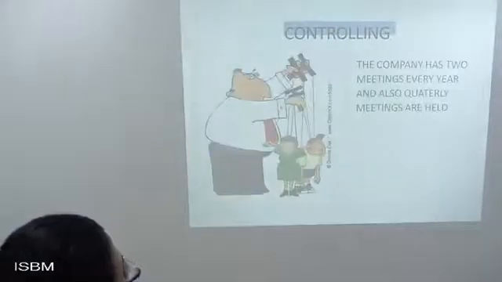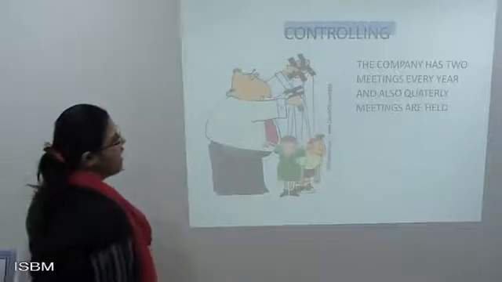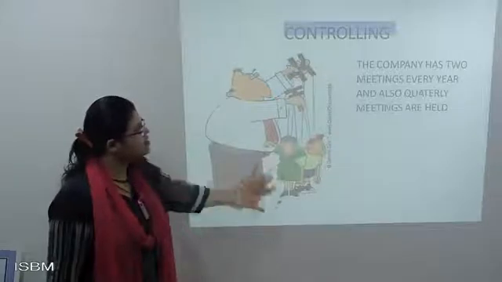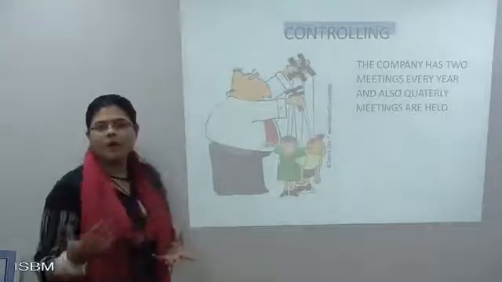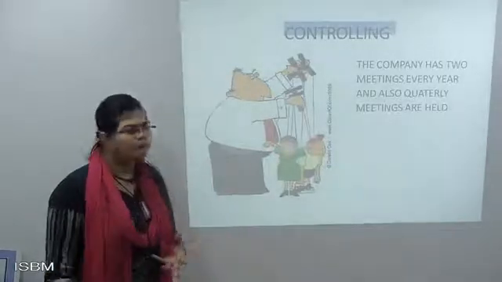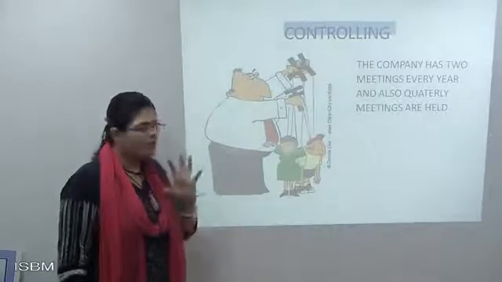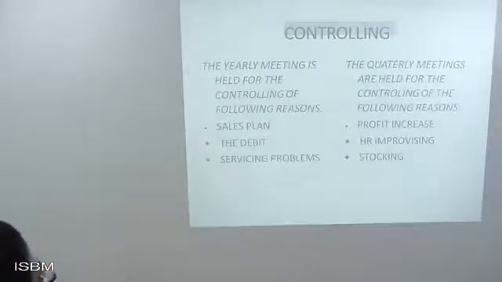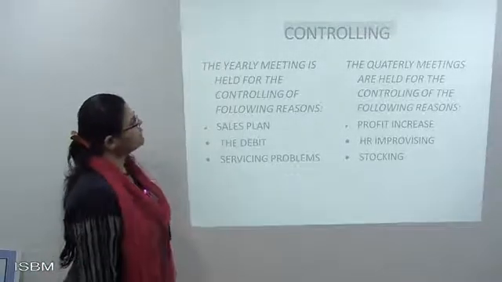So this is also one type of management activity, called staffing. Controlling: the company has two meetings every year, and also quarterly meetings are held. In each of them, they control their activities, and according to these meetings, all the agendas are discussed. They know how to allot and control the resources, which makes a major impact on the management functions. In the yearly meetings, what are the things to be controlled?